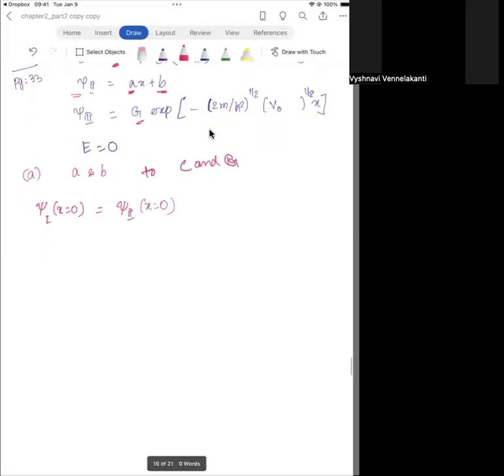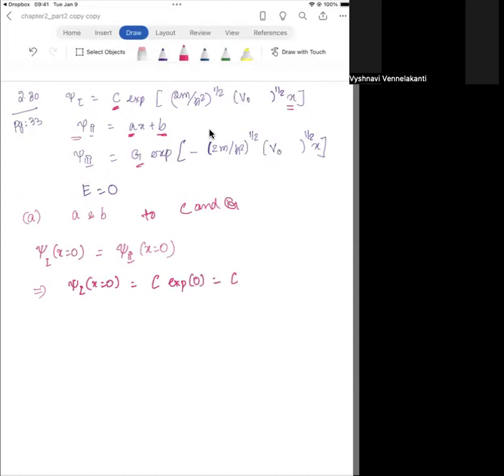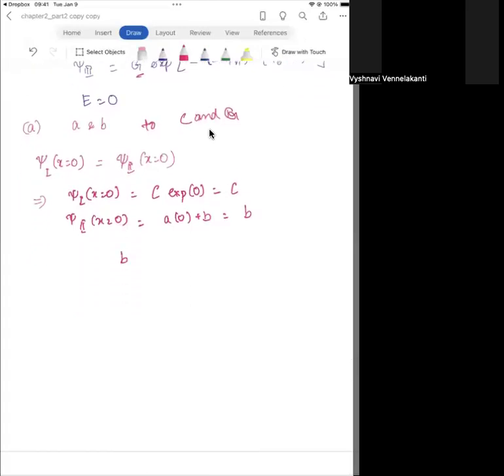This should give us our first equation. At x equals 0, the exponential of this will be equal to C times exponent of 0, which is equal to C. And psi 2 at x equals 0 is just going to be B. So our first equation is that B equals C. Let me just put this here. We're going to come back to this again.